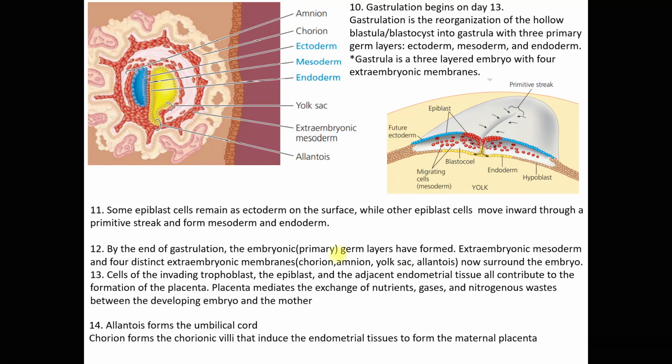Now, allantois will form the umbilical cord, and the chorion forms the chorionic villi that will induce the endometrial tissue to form the maternal placenta.